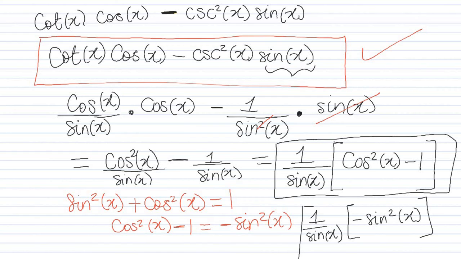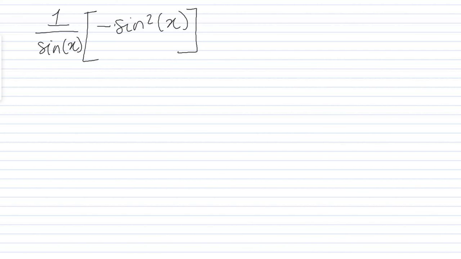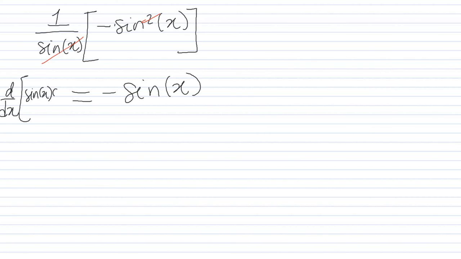Okay, so when we go to the next page, we have 1 over sine x is the same thing as negative sine square x. And to be able to continue this, we already know that we can cancel stuff out, this, and we can cancel this out, and our answer is going to simply be negative sine x. So therefore, the derivative of sine x multiplied by cotangent x is negative sine x. That is our answer.